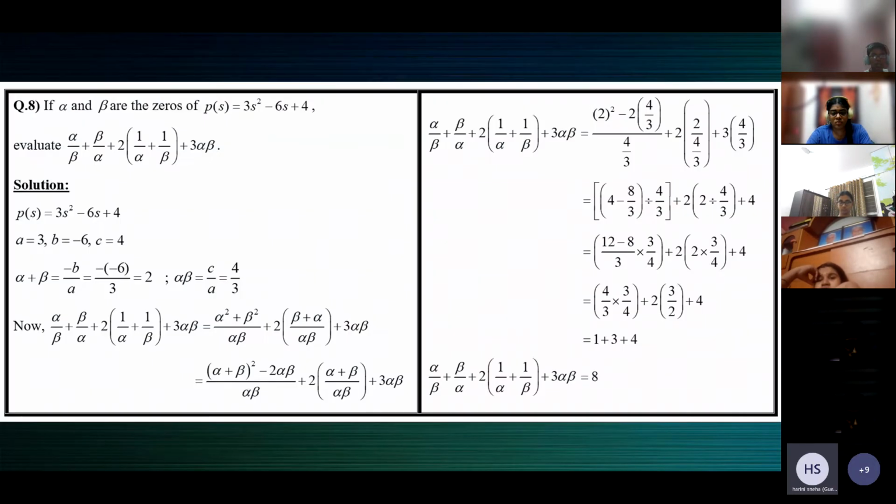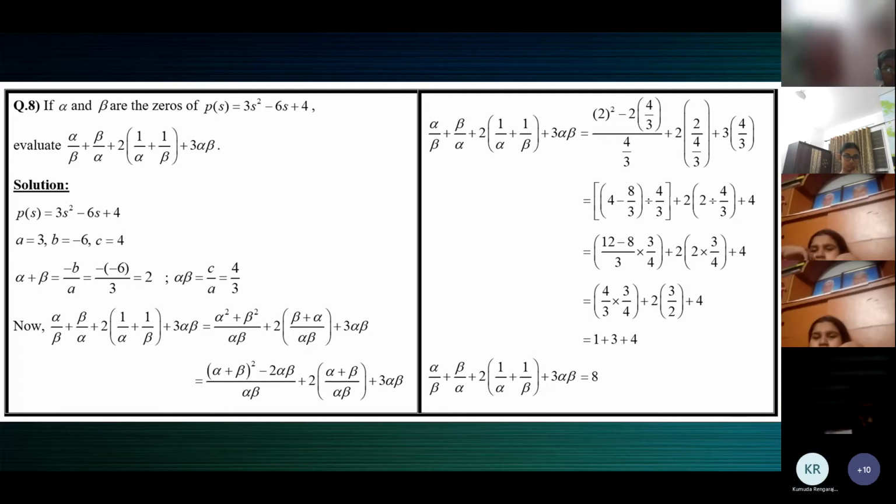Take a screenshot, children. You can try this yourself. Take a picture, leave some space and complete this.